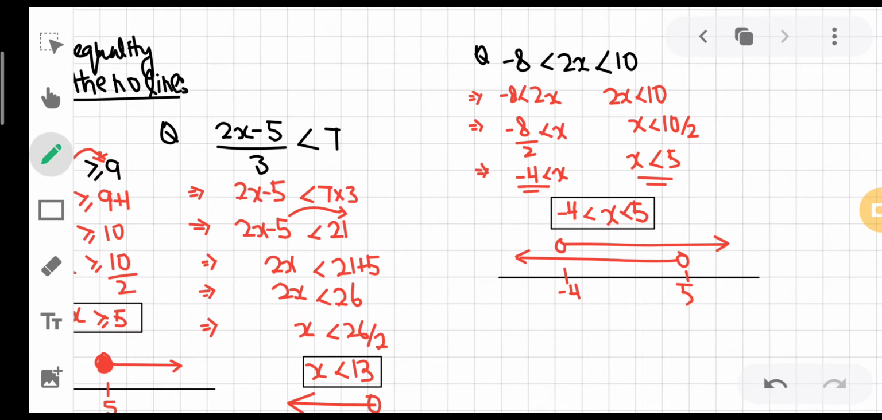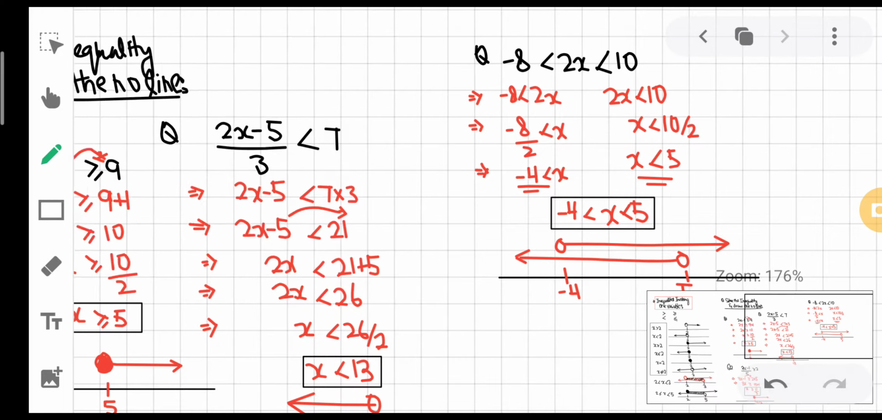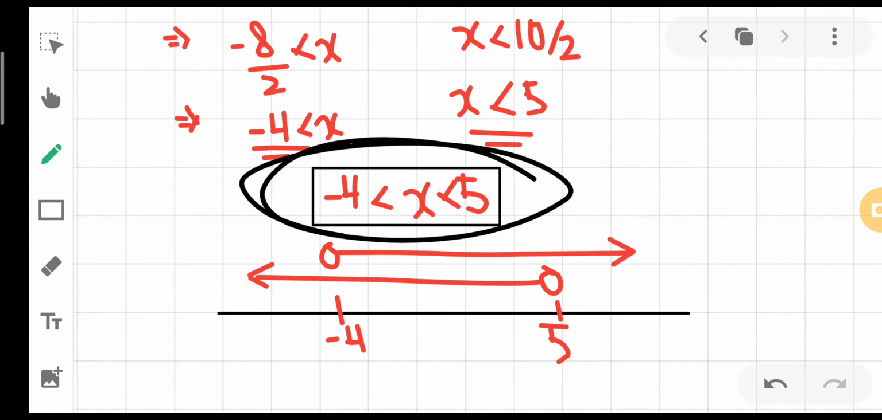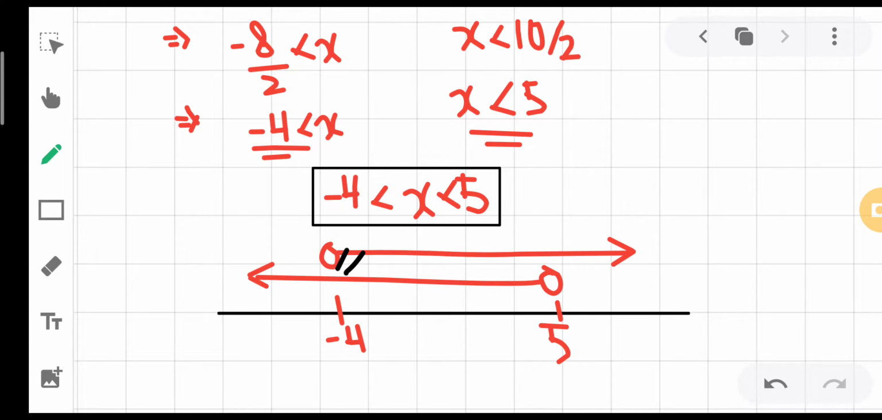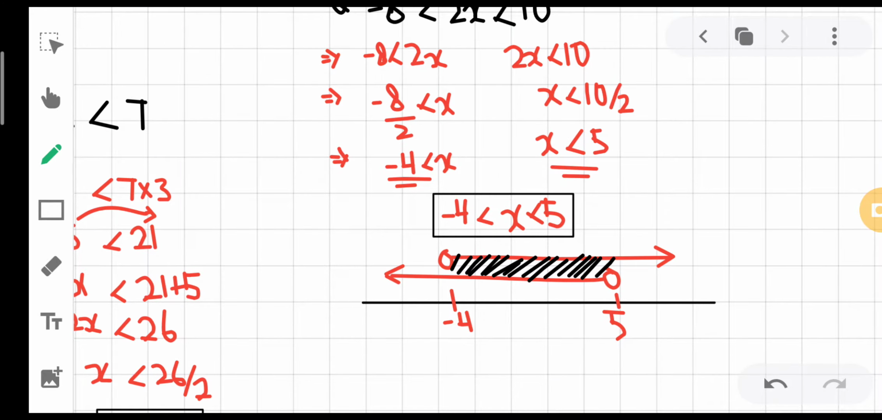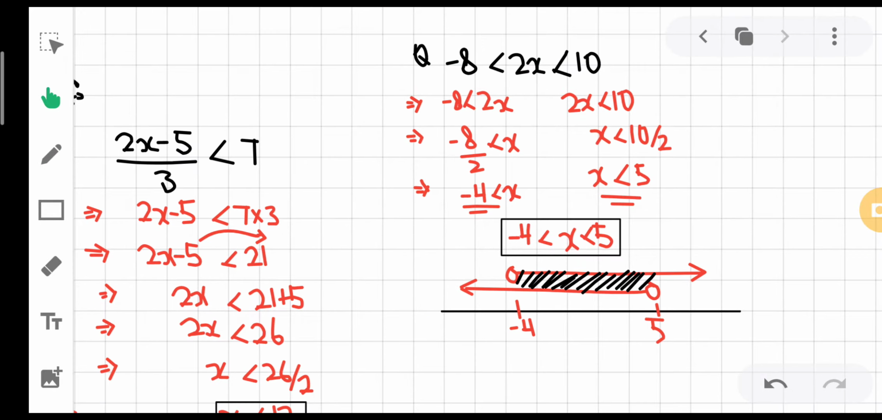Now the final shading in the following situation will be the region that satisfies the situation. You are supposed to shade the region that lies between negative 4 and 5. So in the final situation you will have this answer, that is, between negative 4 and 5. Hopefully I am clear up till here. Now solving two to three more questions of combined inequality, so your conceptual perspective will be clear.